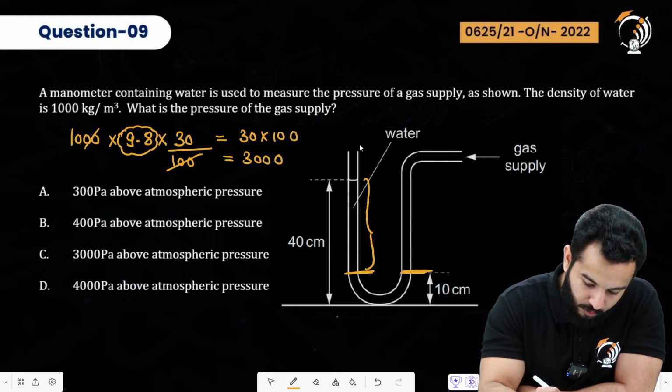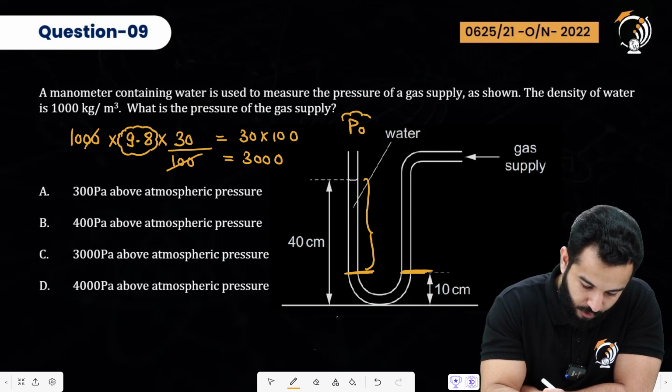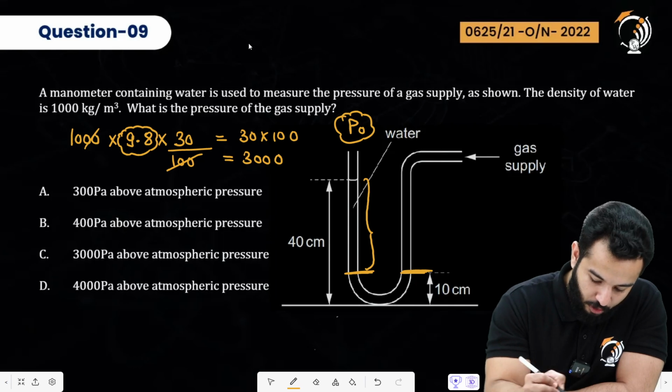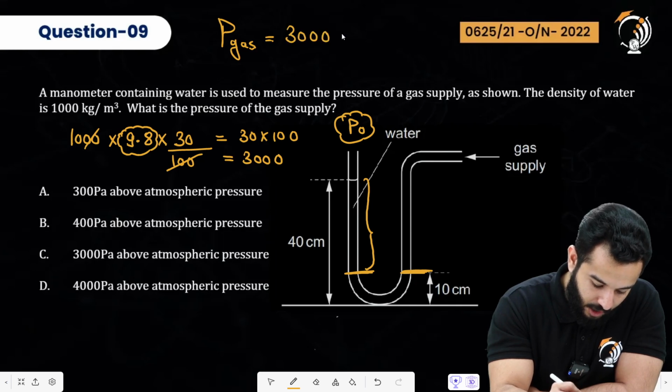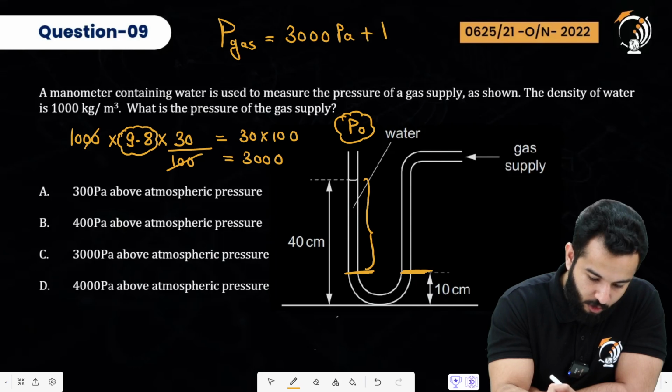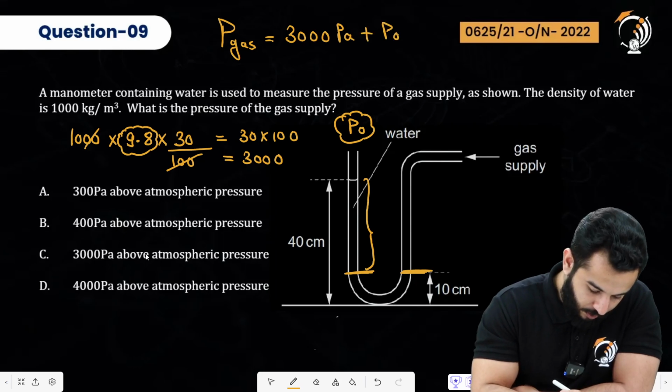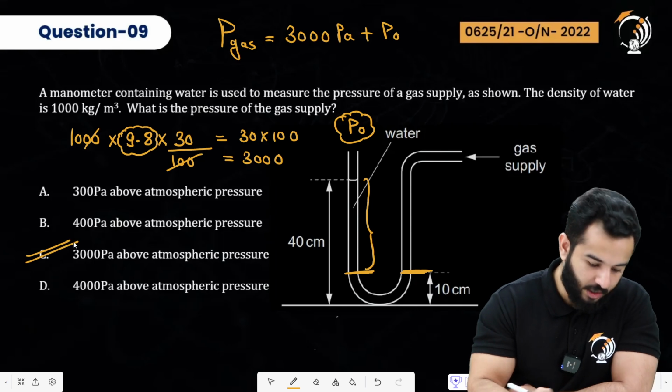So 3000, plus there is also atmospheric pressure. So the absolute pressure of gas is going to be 3000 pascals plus atmospheric pressure. So 3000 pascals above the atmospheric pressure would be the correct answer.